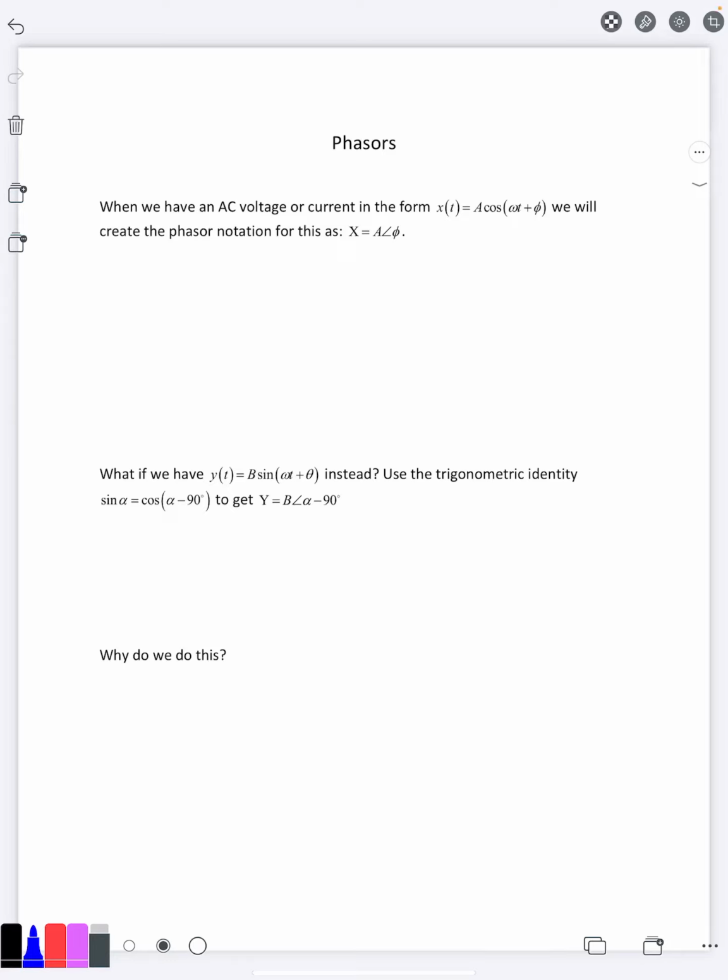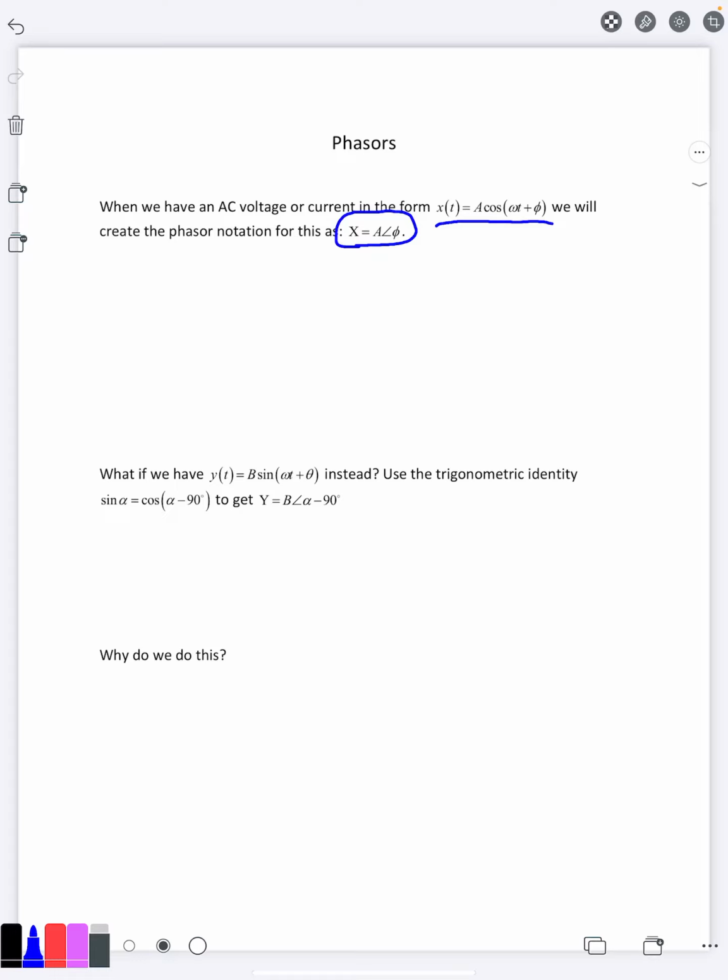In this video, we're going to learn about phasors and how we're going to use them in our circuits. So the idea is that we have an AC voltage system, and we're going to start by looking at ones that are in terms of cosines. The input voltage is going to be A cosine of some frequency omega t with some phase angle plus phi. And we're going to rewrite this in phasor notation, capital X, as just A angle phi. It's basically the polar notation for complex numbers.